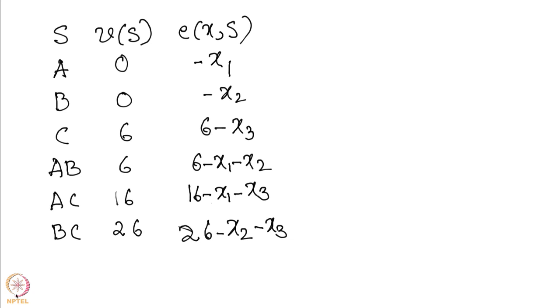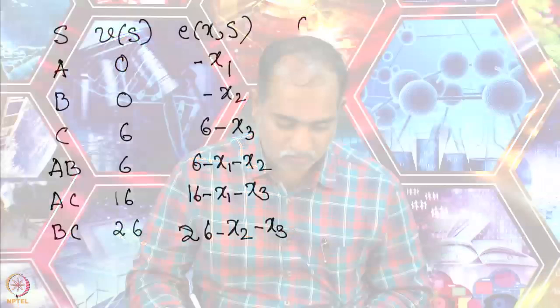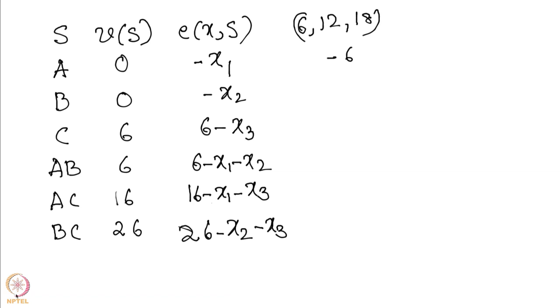Then these are the excess functions that we have defined. Now what we really need to look at is, for different excess allocation vectors, what you have to calculate these values. For example, if I take x to be 6, 12, 18, we can calculate this to be minus 6, minus 12, minus 12, this is also minus 12, this will be minus 8, minus 4.